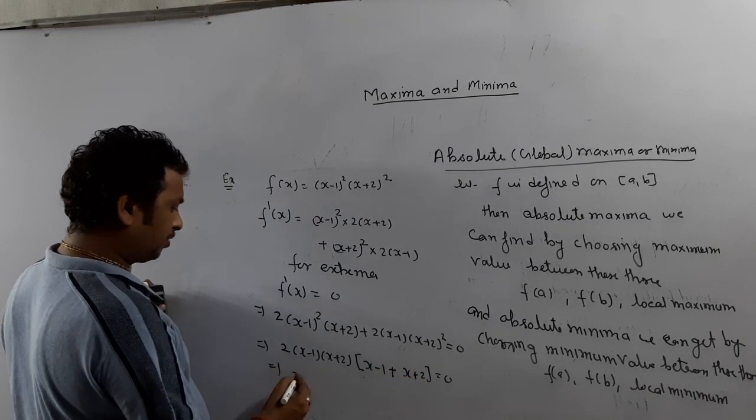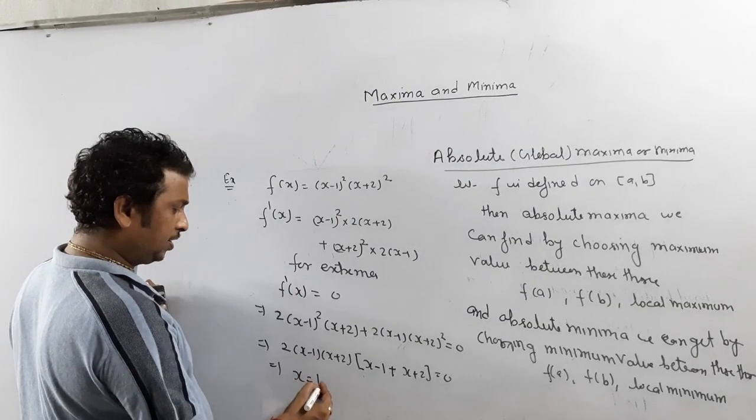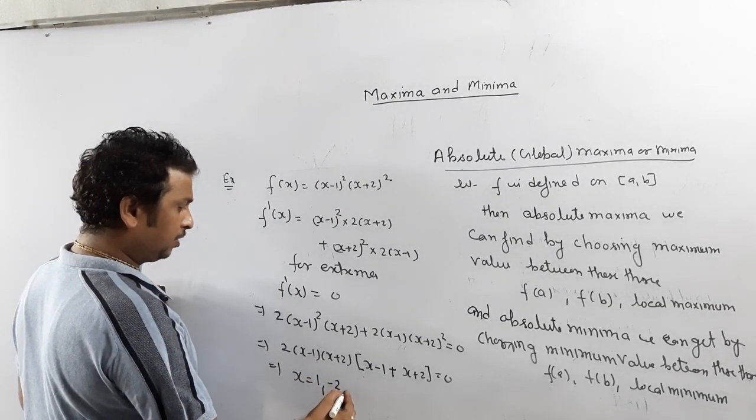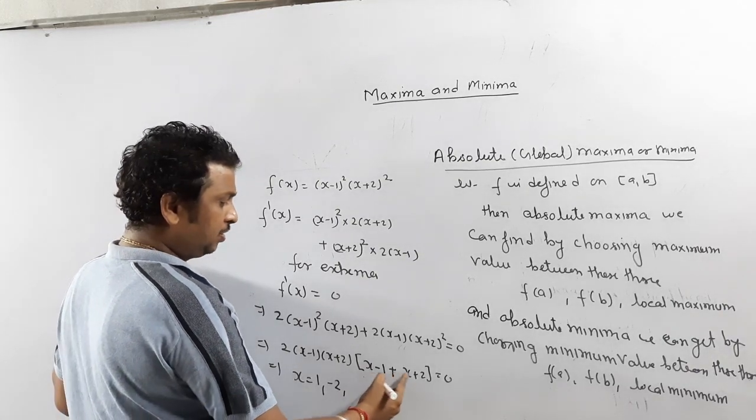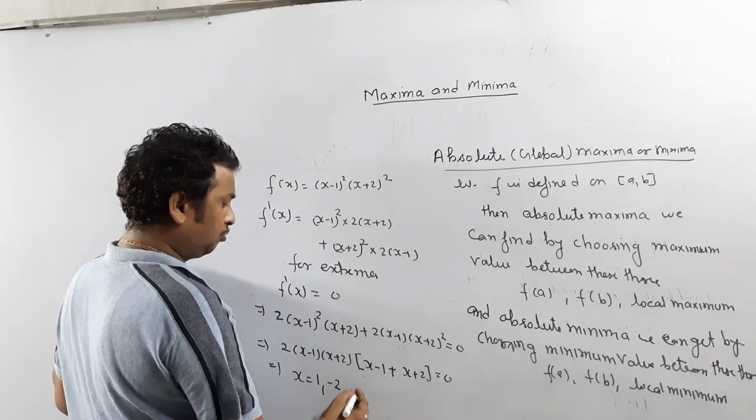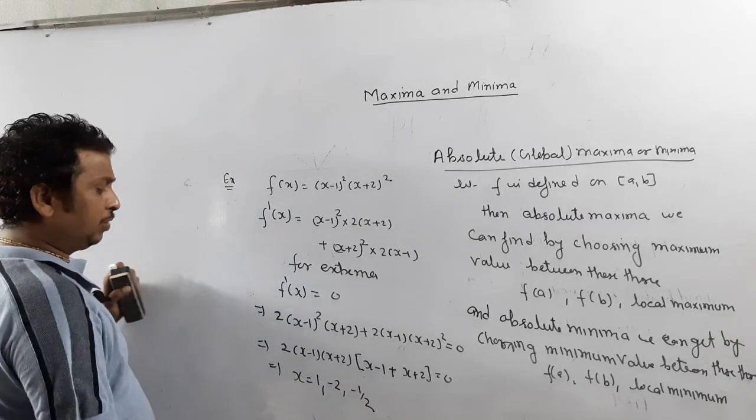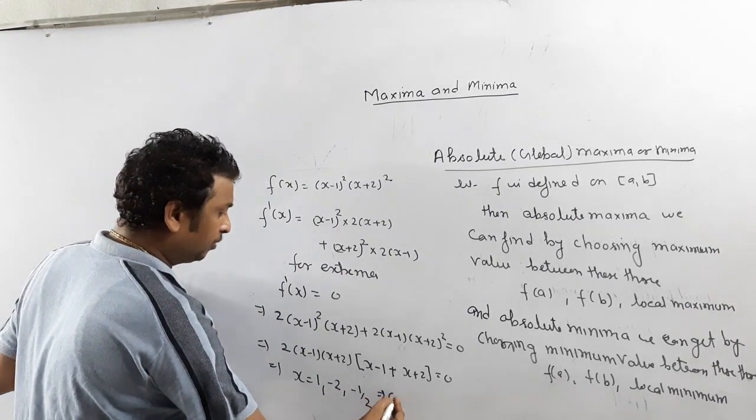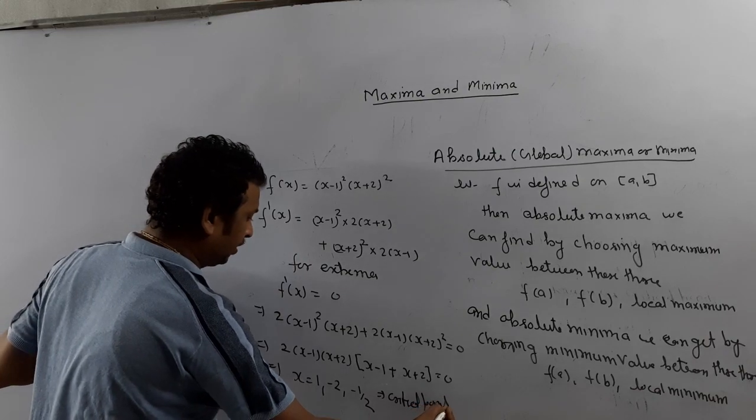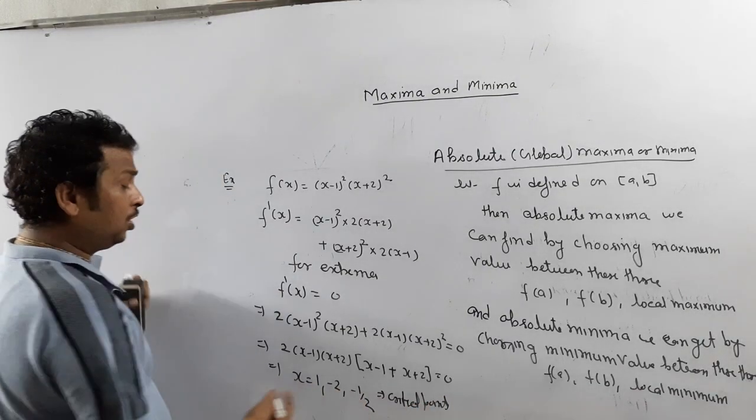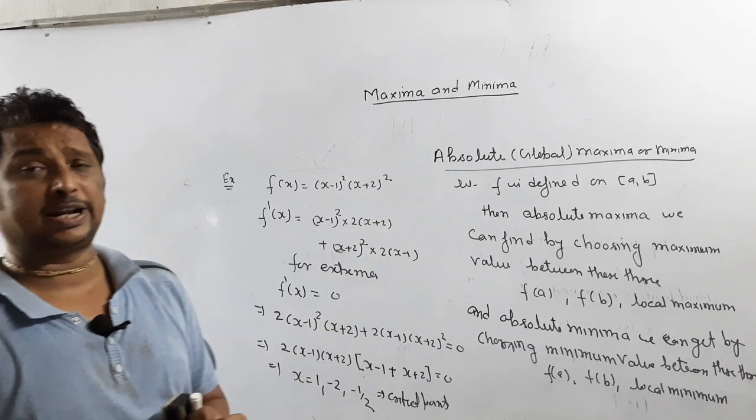So what are the points we will get? x is equal to 1, x is equal to minus 2, and 2x plus 1 is equal to 0, so x is equal to minus half. These points are called critical points. We got three values, x1, x2, x3.